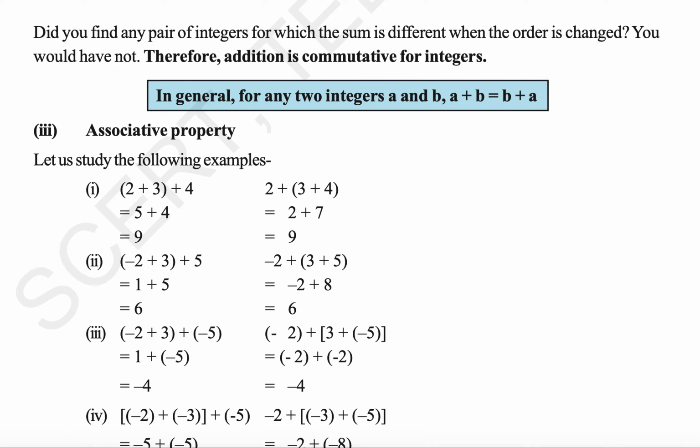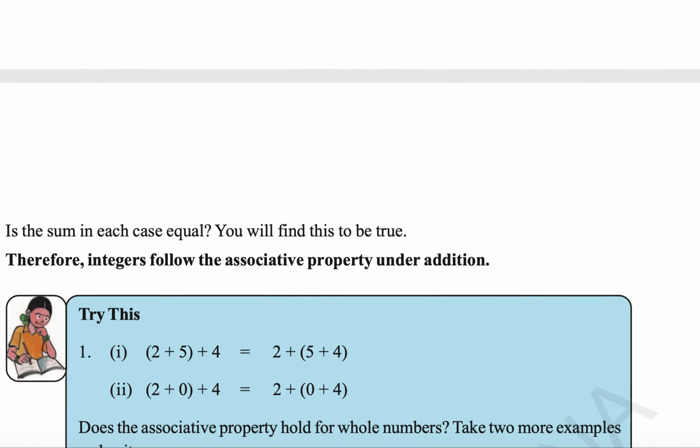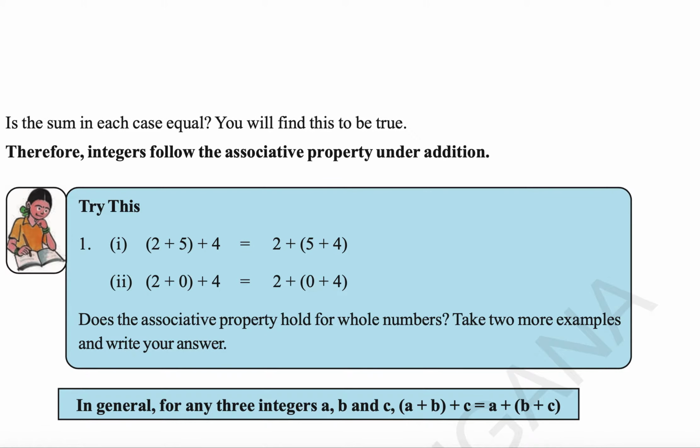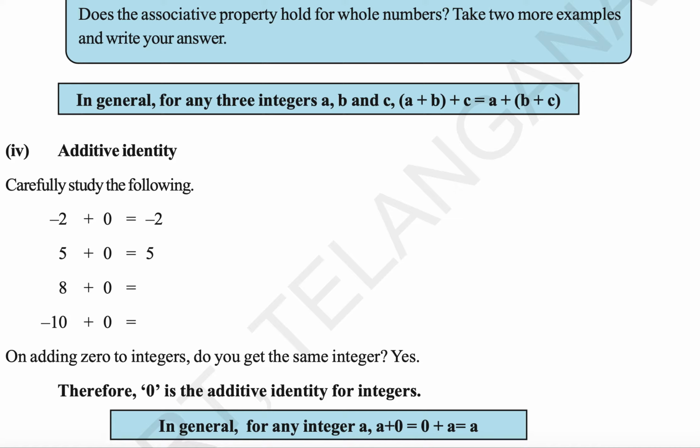Associative property. Let us study the following examples: a plus b plus c, or a plus b plus c. That is 2 plus 3 is 5, 5 plus 4 is 9 in the first example. 3 plus 4 is 7, 7 plus 2 is 9. Similarly, you can check the other examples as well. Therefore, you can say that integers follow the associative property under addition. You will get the same answer in both cases. In general, for any three integers a, b and c, a plus b plus c equal to a plus b plus c.